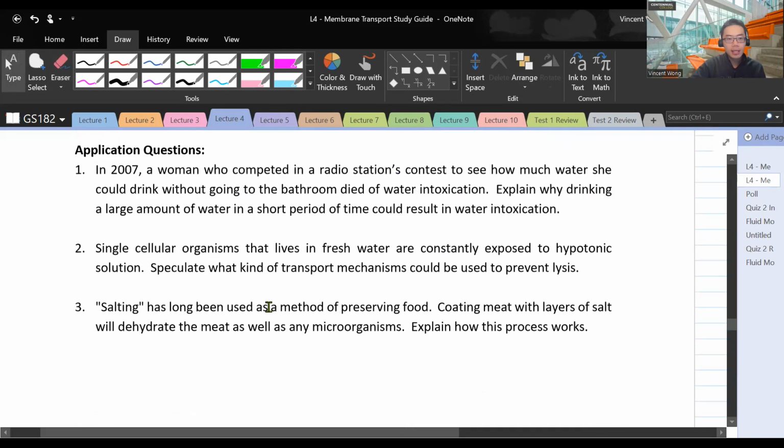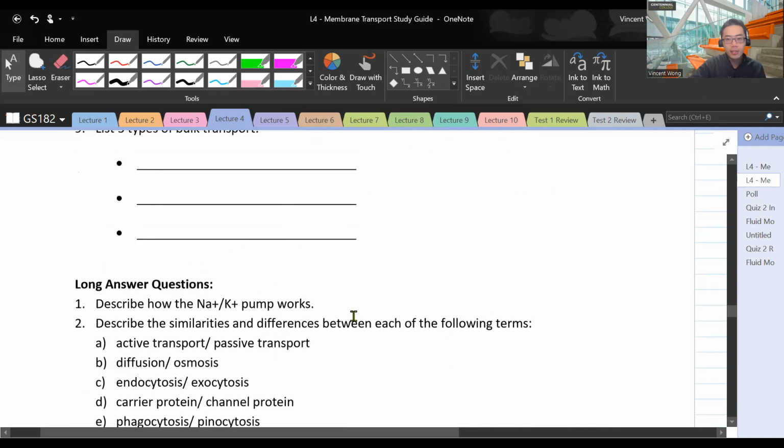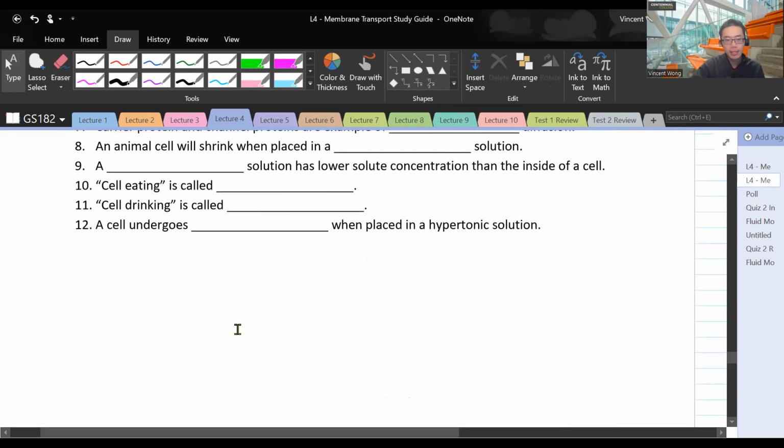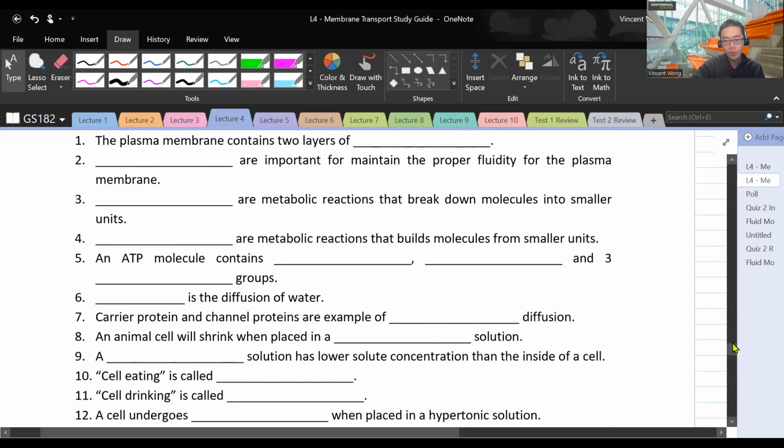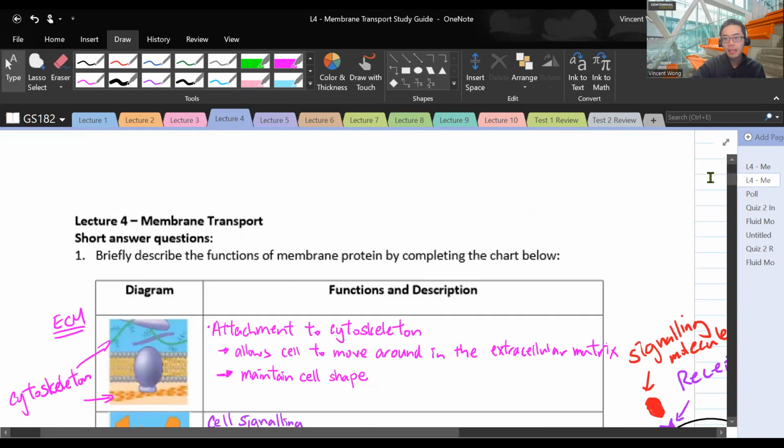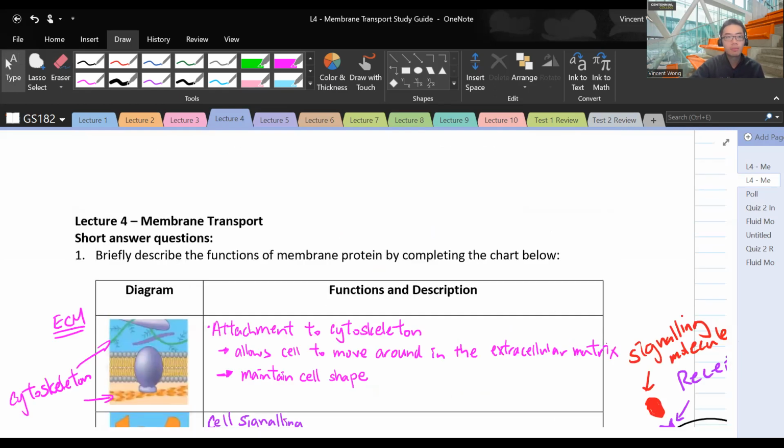Okay, so all these long answer questions, I will post the answer online as well as the fill in the blanks, so you can check your answers against mine. I want to spend the last little bit of time going through the lab with you.